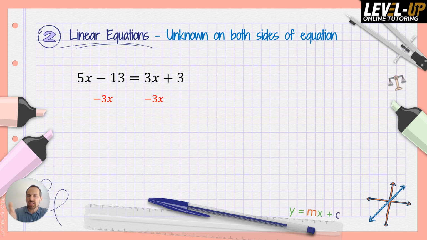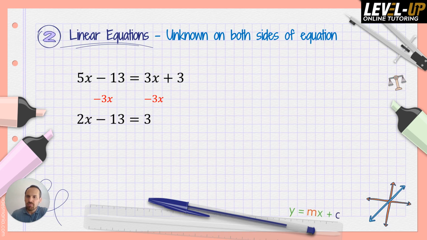And I say remove, not subtract, because it's 3x in this case. So we minus 3x is going to then remove it. It's going to cancel it out. But if it was minus 3x, then we would have to add 3x in order to cancel it out. So you basically got to just do the opposite.